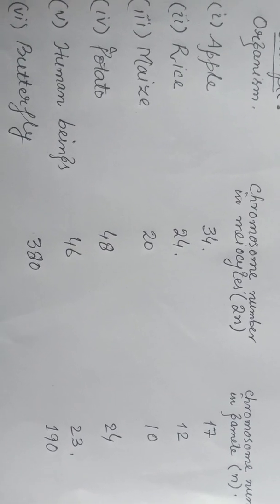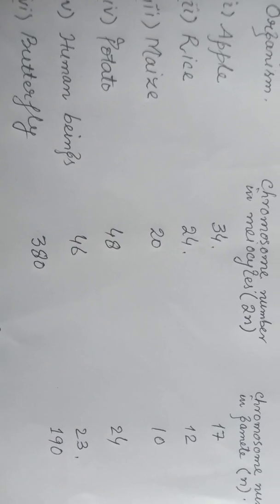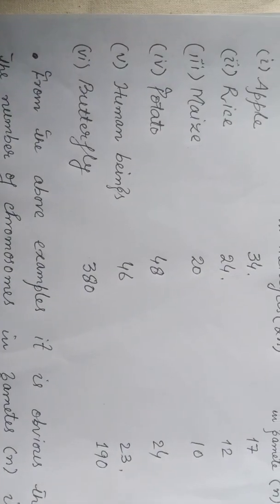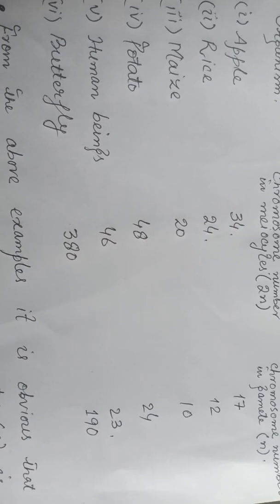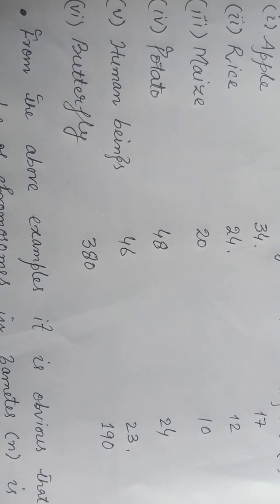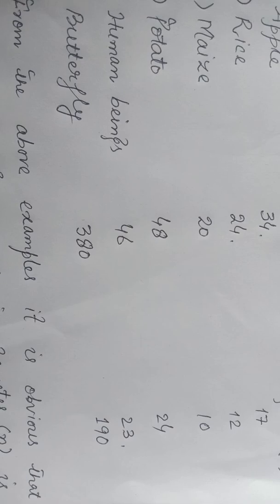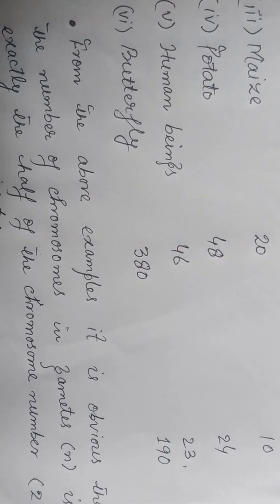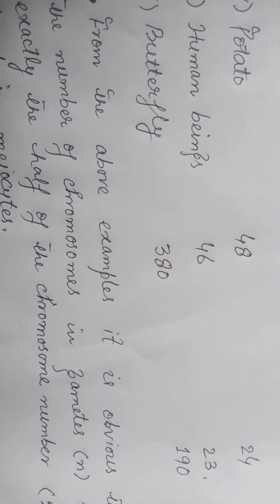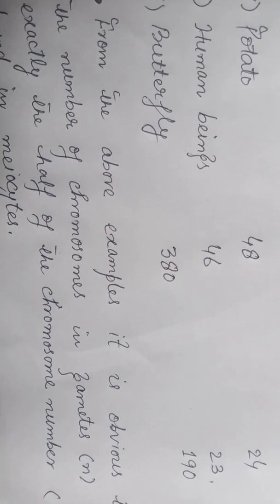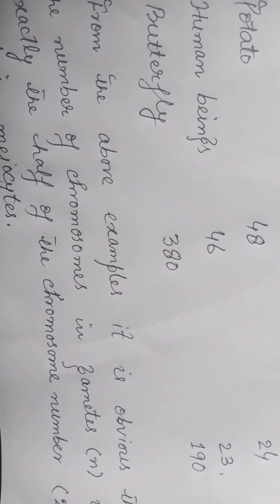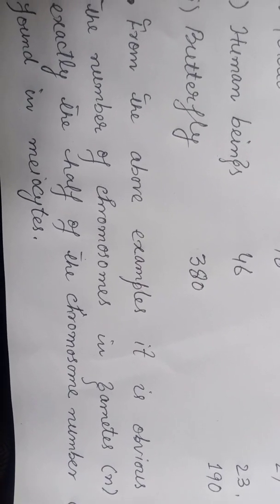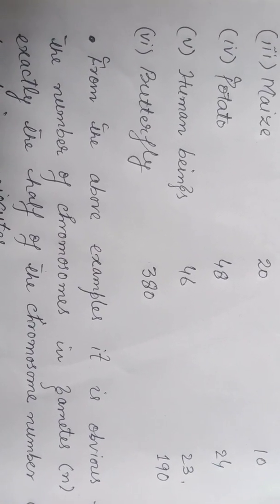The first example quoted here is the apple, having 34 diploid number of chromosomes and 17 chromosomes in each gamete. Rice, 24 diploid number and 12 haploid number of chromosomes. Maize has 20 diploid number and 10 haploid number of chromosomes. Potato, 48 diploid number and 24 haploid number. Human beings have 46 chromosomes in their diploid cells and 23 chromosomes in the gametes. And butterfly, of course, has 380 chromosomes in the diploid cells and 190 is the haploid number of chromosomes present in the gametes of butterflies.